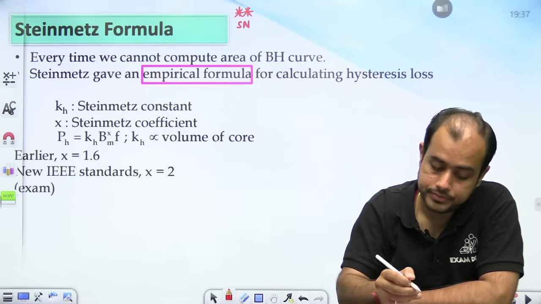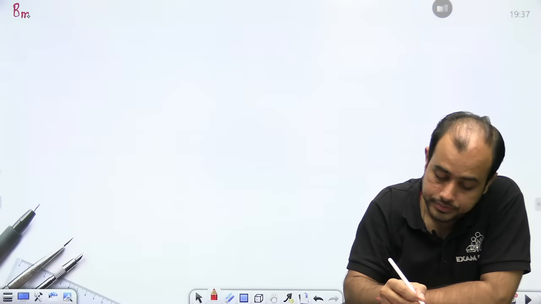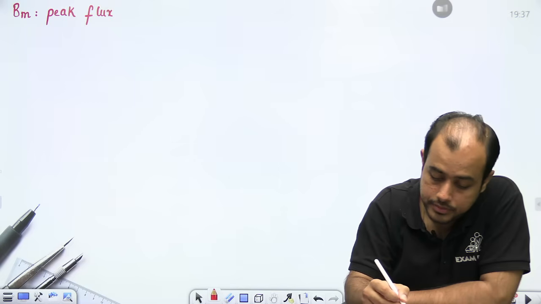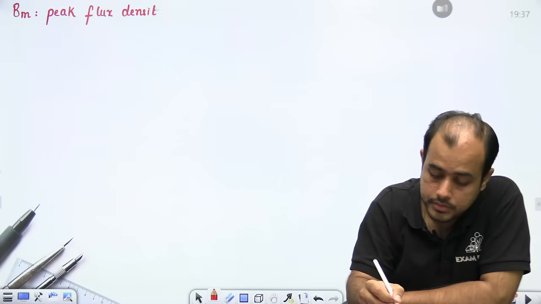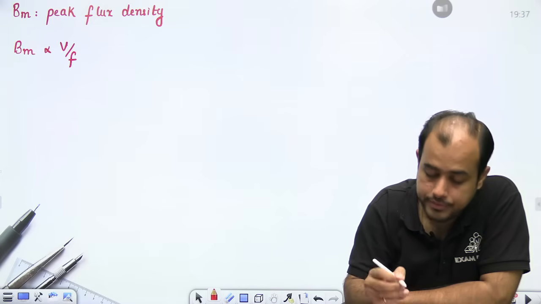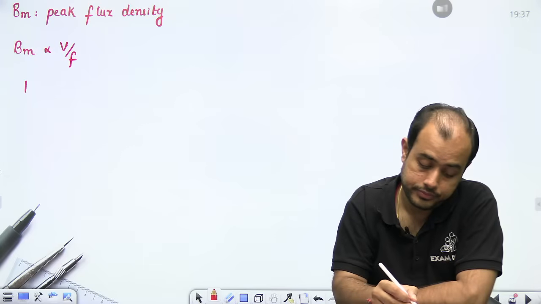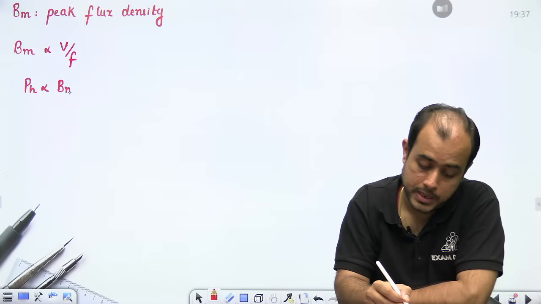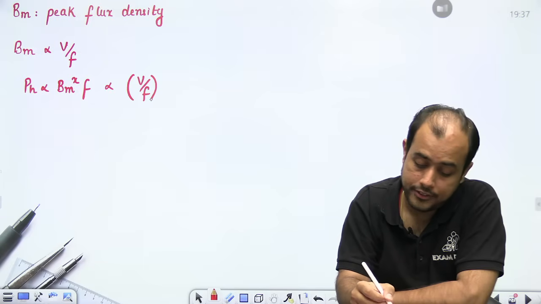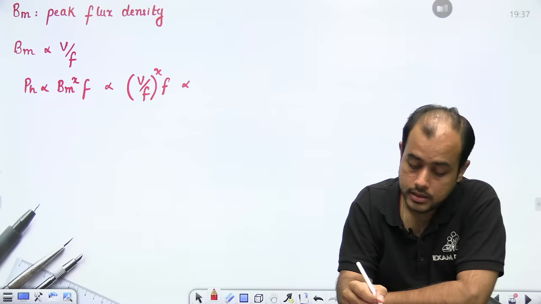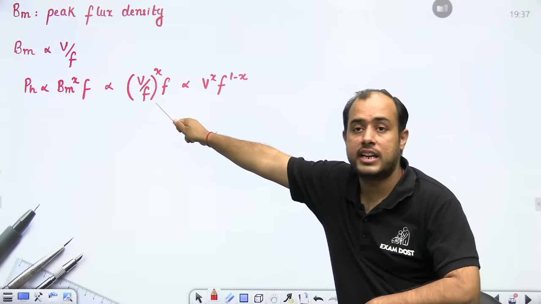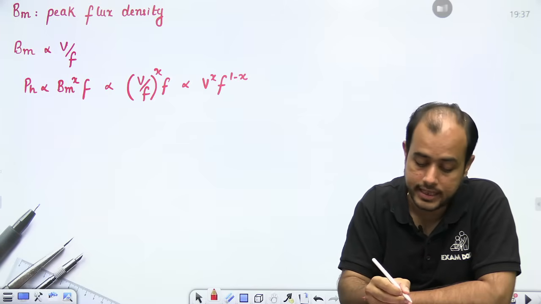तो now बेटा, BM is the peak flux density. BM is proportional to V by F. So hysteresis loss is proportional to BM to the power X into F, that is V by F to the power X into F, or V to the power X, F to the power 1 minus X.